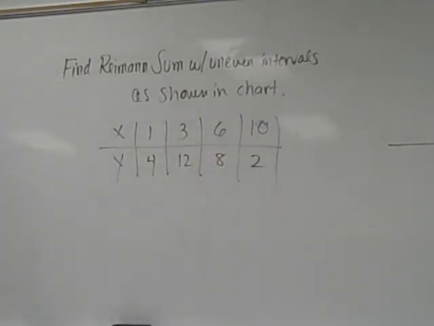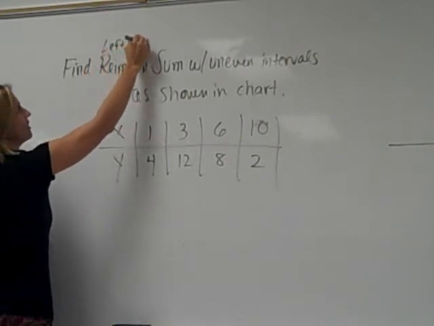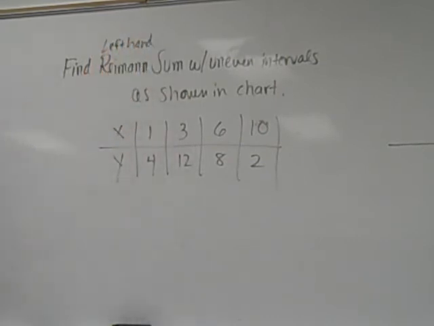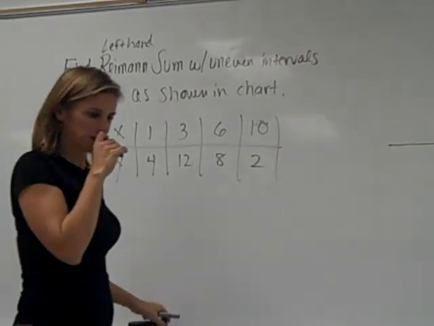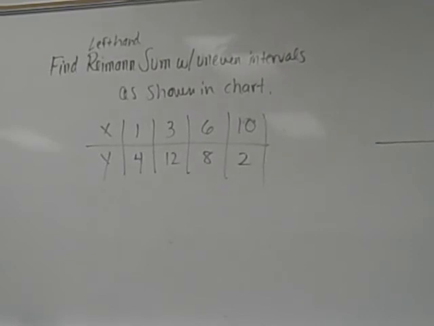And you're going to be asked to find a left-hand Riemann sum. In the examples that we just did, the y equals x squared ones, each rectangle had the same width. So they are called even intervals, because each one had the same width. They don't have to have the same width to work.